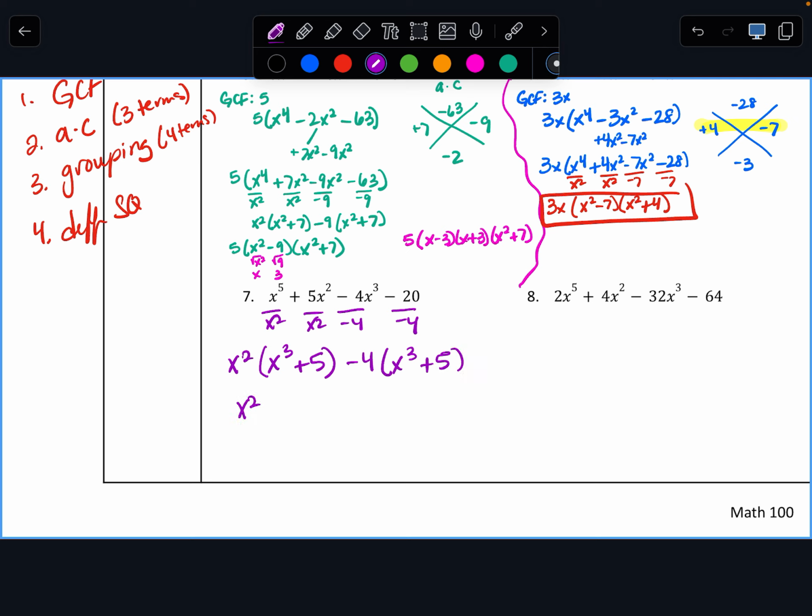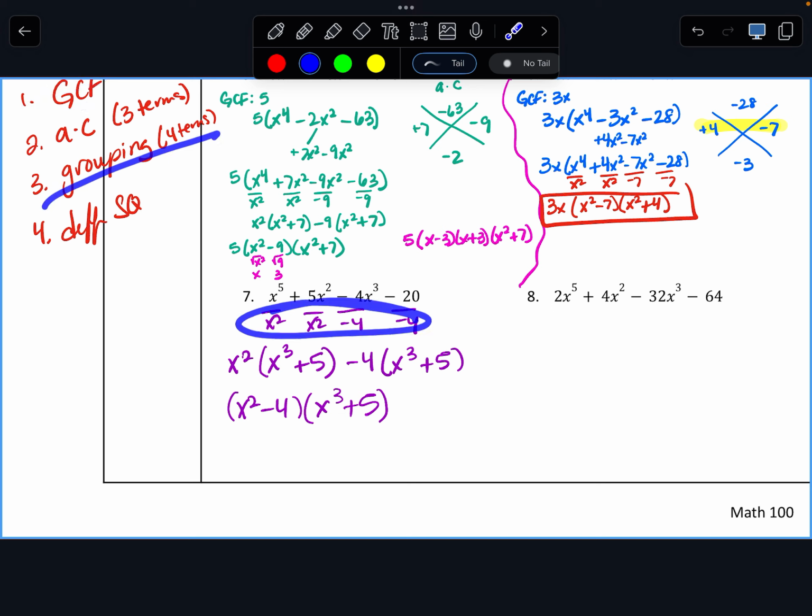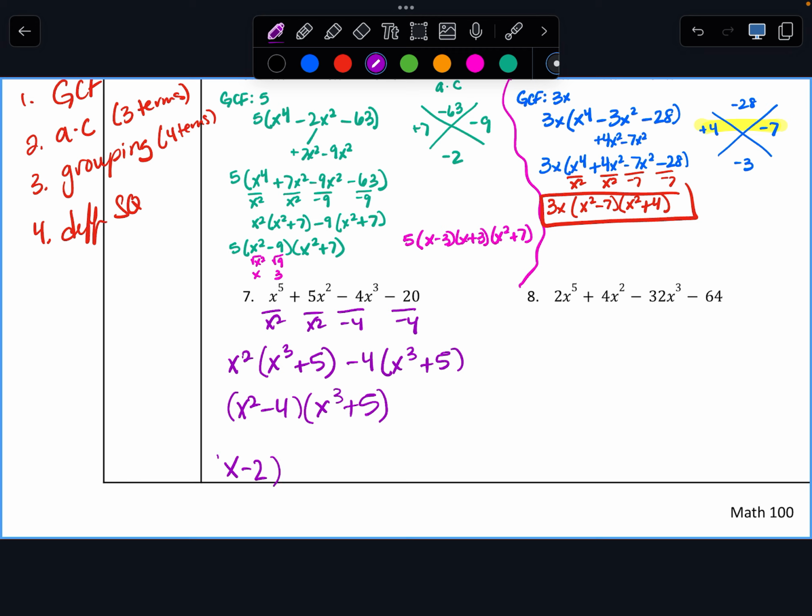So I have x squared minus 4 times x to the third plus 5. So I did the grouping by doing this. So now I need to look for difference of squares, and I have one right here. So this becomes x minus 2, x plus 2, x cubed plus 5.